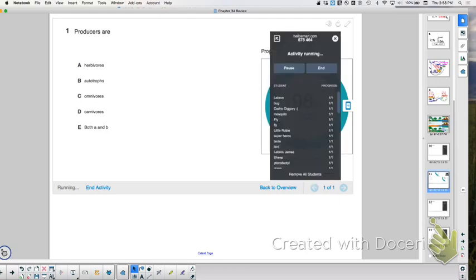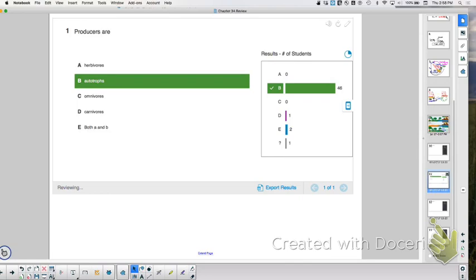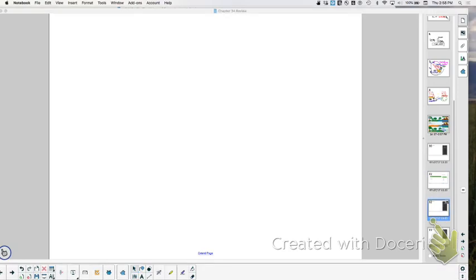All right, let's check your answer. Okay, most of you got that. Producers are autotrophs. One of you said carnivores. No. One of you said herbivores and autotrophs. Remember, you can't be a bunny and a plant simultaneously. Okay, so review that. All right, let's check another one.